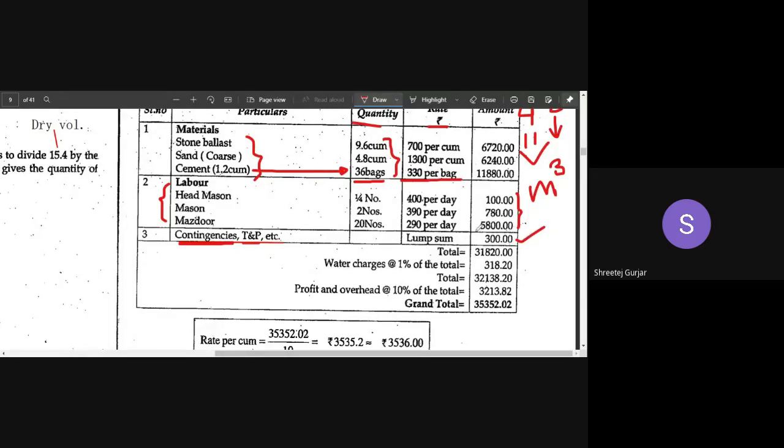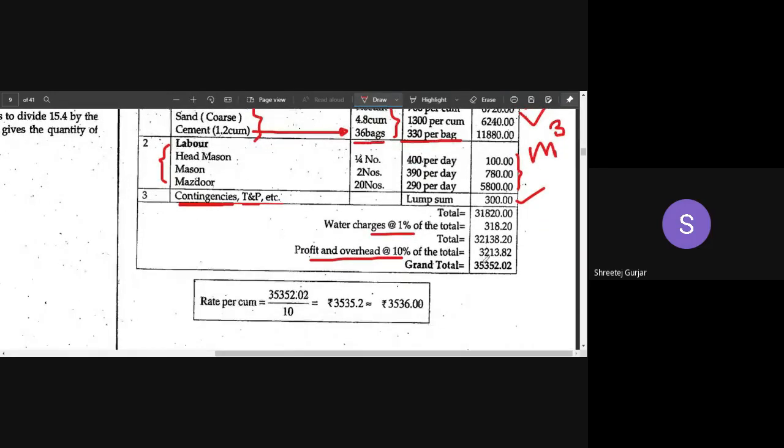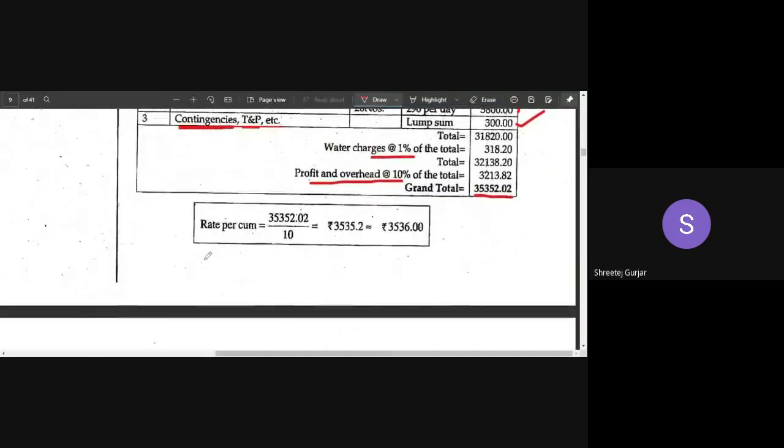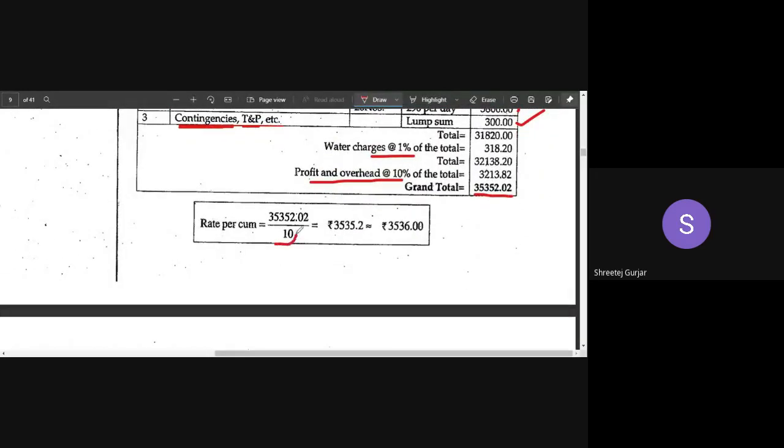You can take any amount over here, in the range of 300, 400, or even 500, no problem. Then add water charges 1%, take profit and overhead as 10%, and you can write down the grand total. Now we had assumed 10 meter cube, so divide the total amount by 10 to get the rate per cubic meter.